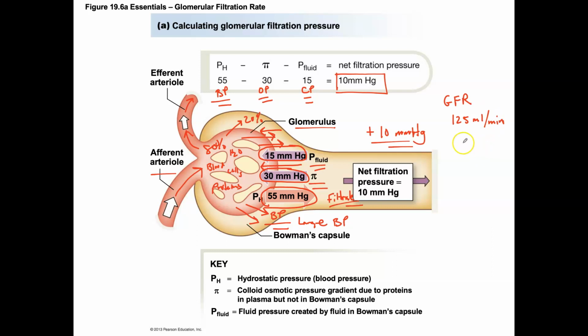That works out to be about 7.5 liters per hour, which is greater than the average blood volume. 7.5 liters per hour is greater than the 5 to 6 liters of blood that we have in our cardiovascular system. So you're actually filtering a large amount of fluid. Per day, that works out to be about 180 liters per day. So we have a very large filtration taking place in the glomerulus and into Bowman's capsule.